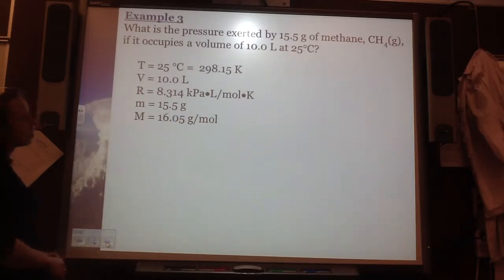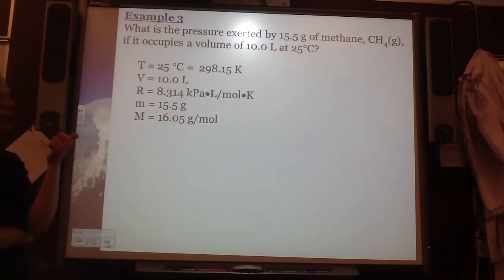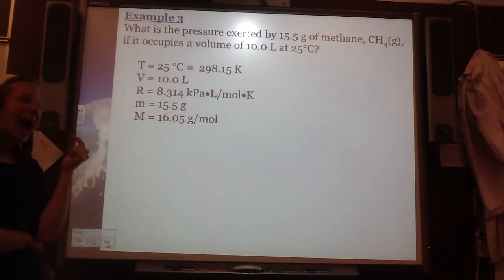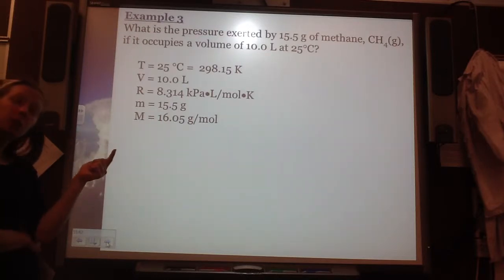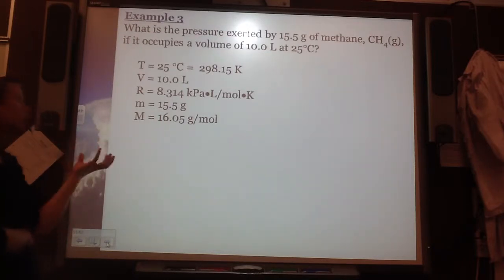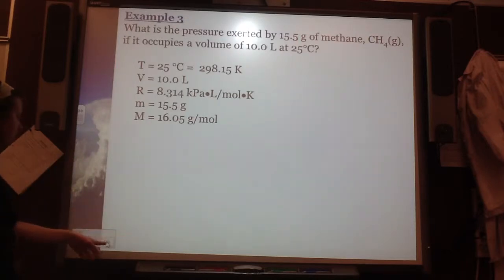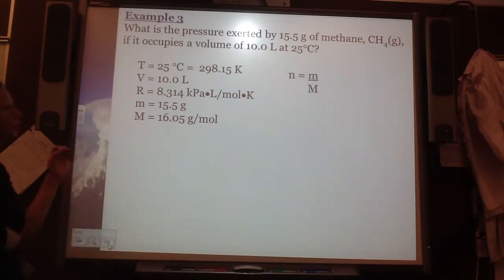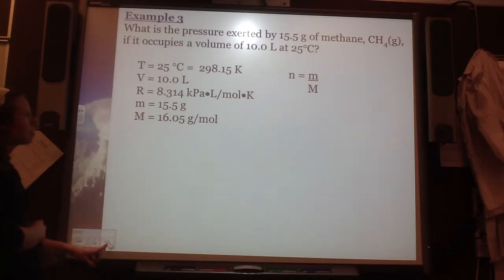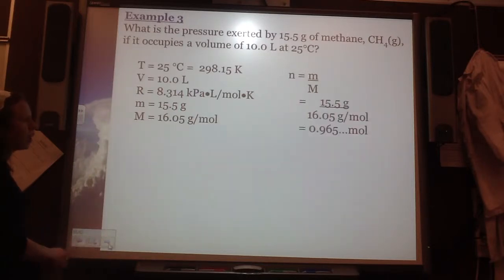Now, molar mass, what you do is you find the molar mass of carbon, which is 12.01, add that to 4 times 1.01, which is the molar mass of hydrogen. We should get 16.05 grams per mole. Then your moles is equal to mass divided by molar mass. So 15.5 grams divided by 16.05 grams per mole, and your moles is 0.965 moles. So that's the value that you need to use in your equation.